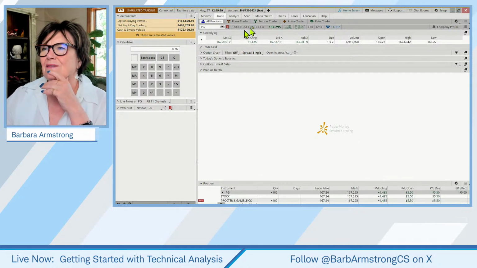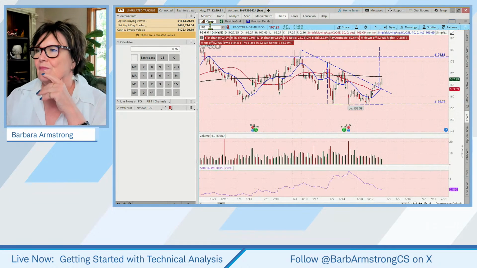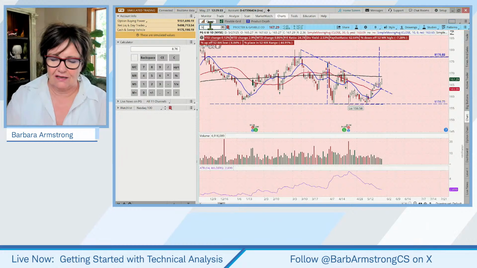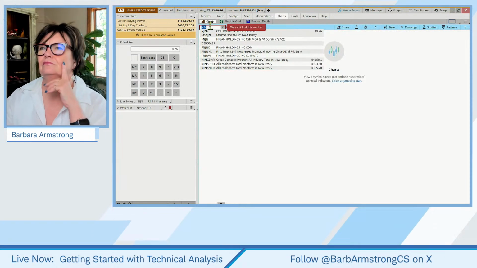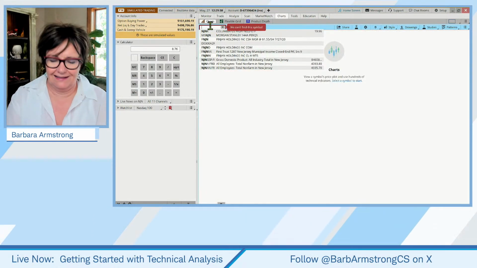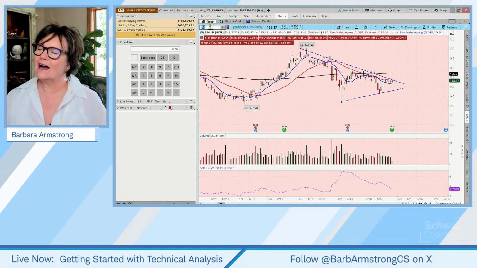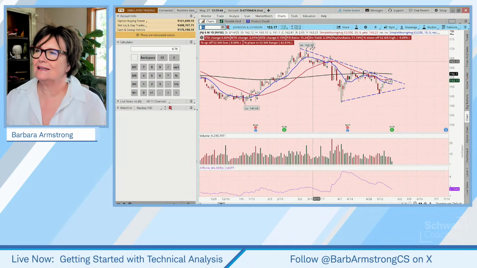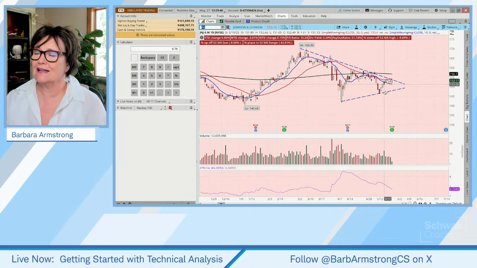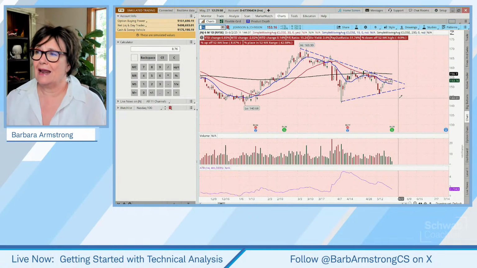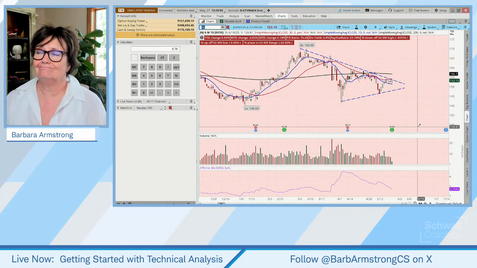Okay, so let's look at some symmetrical charts. So here is J&J. Let's try that again. And what kind of pattern do we see here? Well, we see lower highs and higher lows. That makes this a symmetrical triangle, or a pennant pattern. But have we got a breakout yet? No.